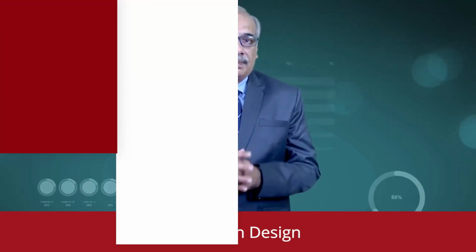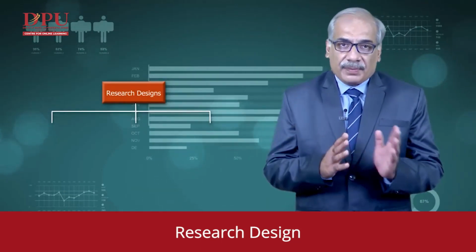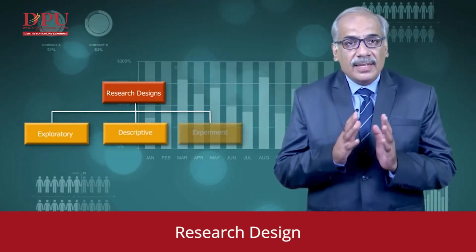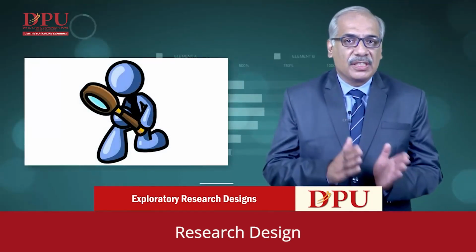It includes an outline of what the investigator will do, from writing the hypothesis and their operational implications to the final analysis of data. Research designs can be divided into three major types, that is, exploratory designs, descriptive designs, and experimental designs. Exploratory research designs are the simplest and most loosely structured designs. The basic objective here is to explore and obtain clarity about the problem situation.